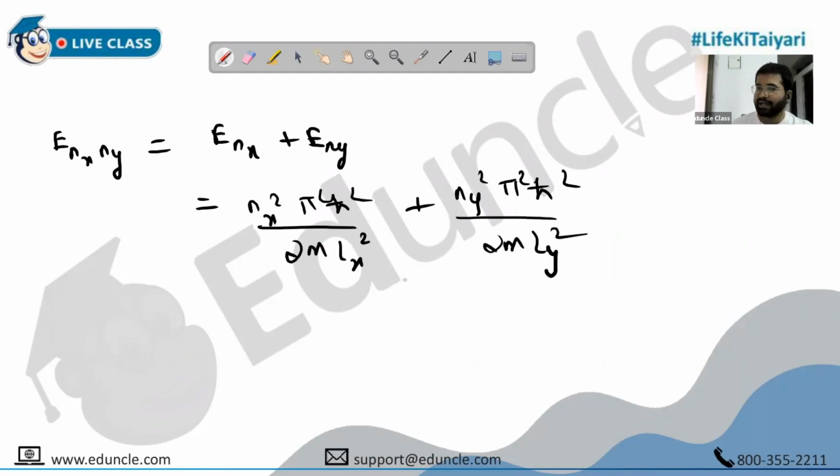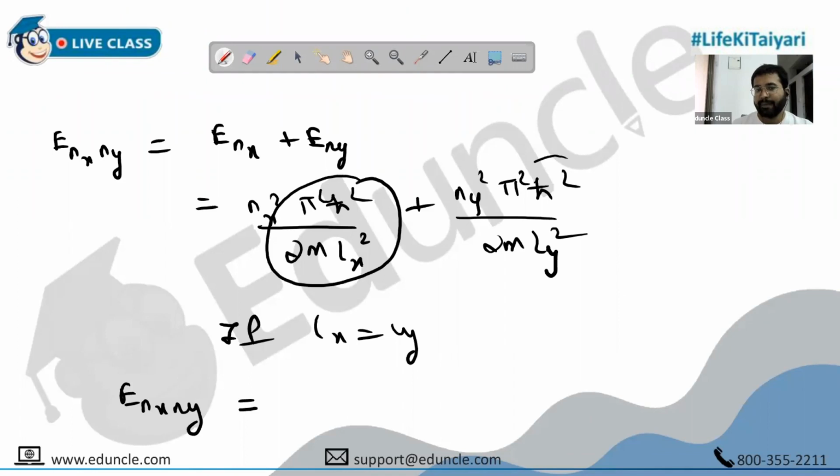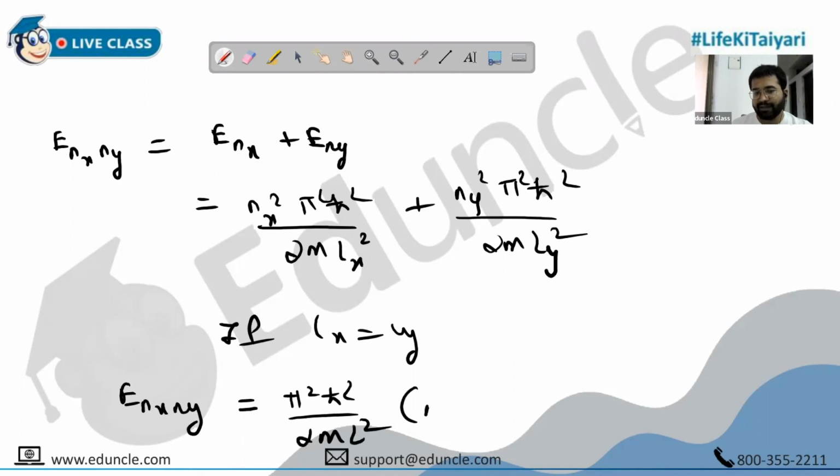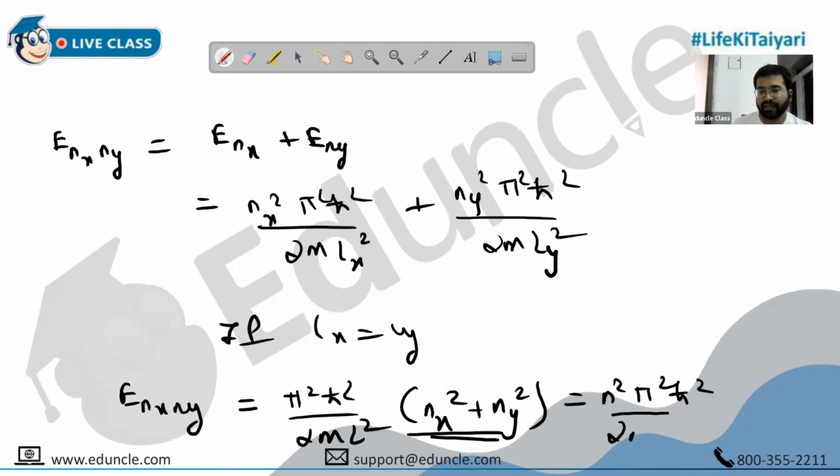If Lx and Ly again become equal, then the value of energy E nx ny becomes equal to, you can take pi square h cut square upon 2 m L square common, and we will be left with nx square plus ny square, which is further written as n square pi square h cut square upon 2 m L square.